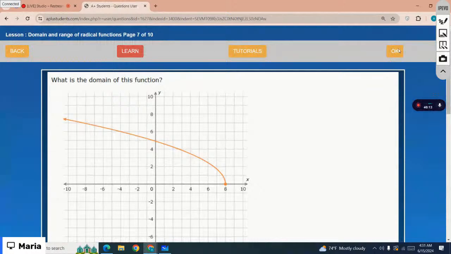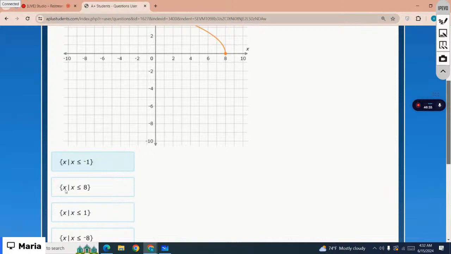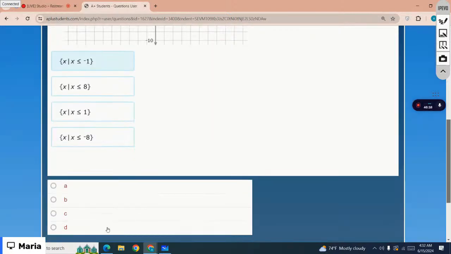What is the domain of this function? So you have to find the domain. So the correct option is x is less than or equal to 8. Option number 2 is the correct option. Option number B is the correct option, right? X such that x is less than or equal to 8. Got it?